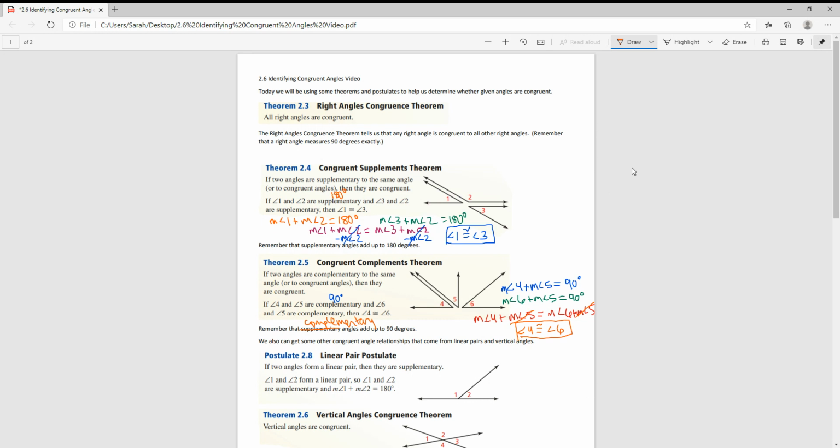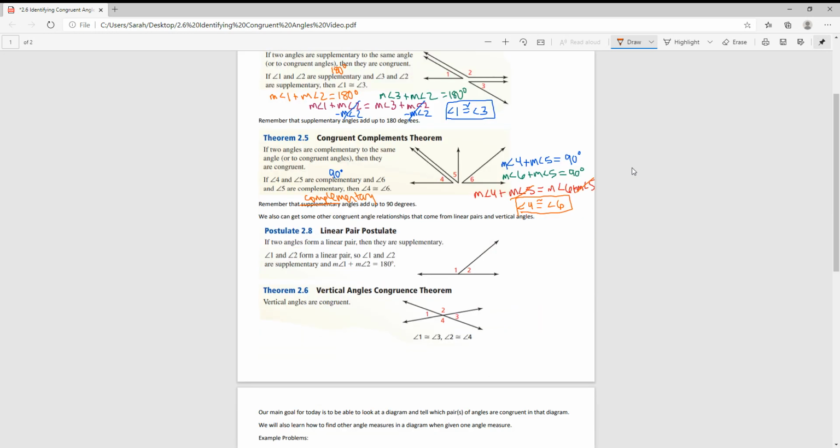Next thing we're looking at is actually a postulate. It's a postulate involving linear pairs. So as a friendly reminder, if you have two angles that form a linear pair, that just means together they make a straight line. And when two angles together make a straight line, they are supplementary. They add up to 180 degrees. So you can say, okay, angle 1 and angle 2 form a linear pair. You can just tell that by looking since they make a straight line. That means that measure of angle 1 plus measure of angle 2 equals 180. A lot of times we use this in conjunction with the congruent supplements theorem.